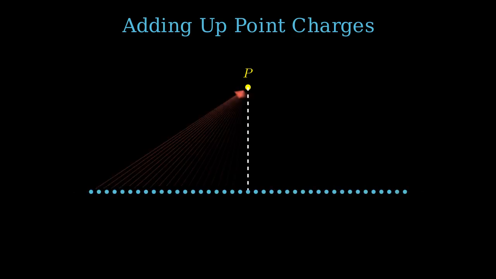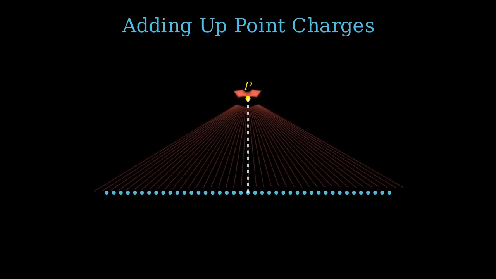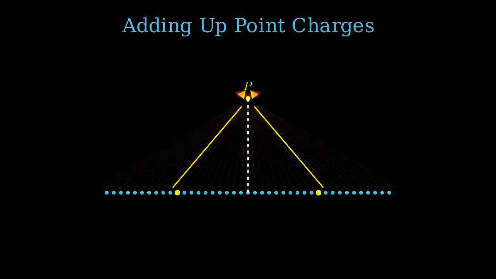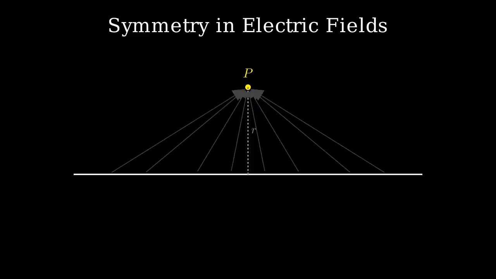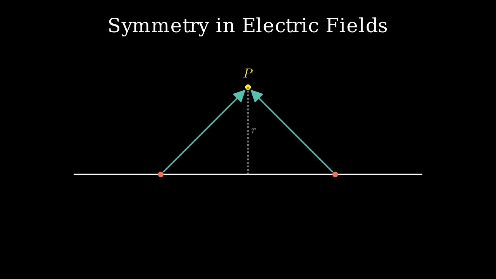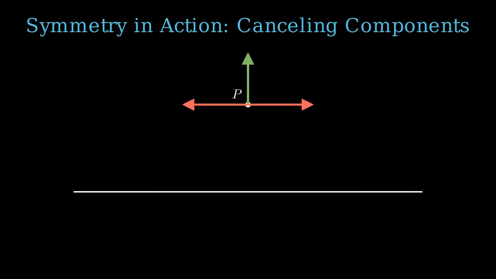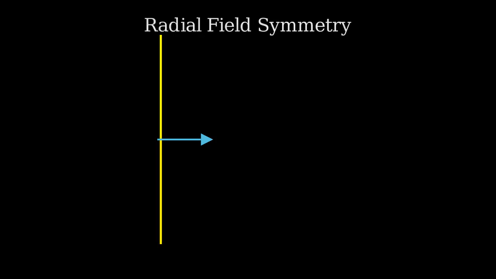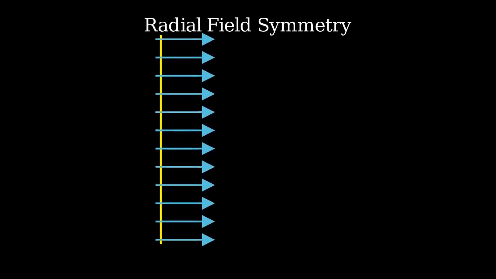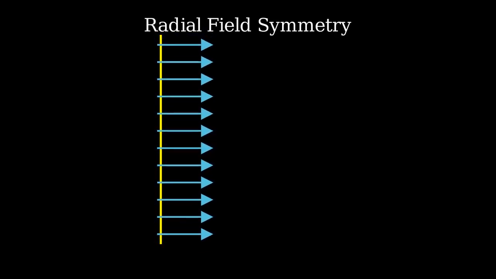A naive approach is to chop the wire into millions of tiny point charges and add up all their individual field vectors. But watch what happens when we pair up charges on opposite sides of our point. The horizontal pushes perfectly cancel each other out, leaving only a vertical push straight away from the wire. Because the wire is infinite, this cancellation happens everywhere, meaning the total electric field must point straight outward, perpendicular to the wire.